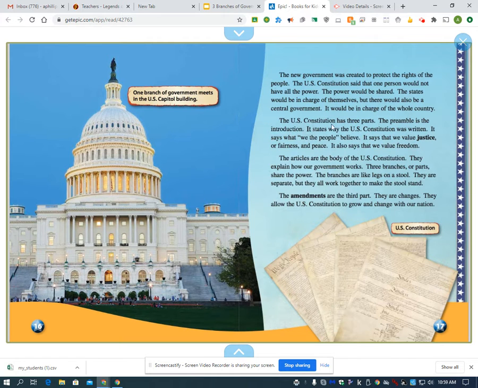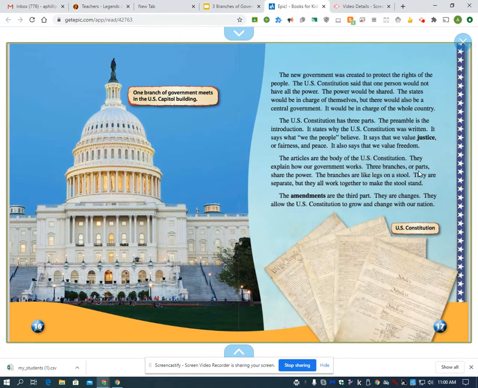The U.S. Constitution has 3 parts. The preamble is the introduction. It states why the U.S. Constitution was written. It says what we the people believe. It says that we value justice, or fairness, and peace. It also says that we value freedom. The articles are the body of the United States Constitution. They explain how our government works.